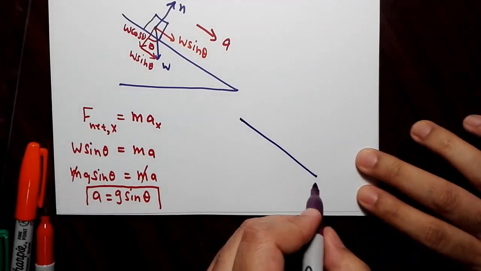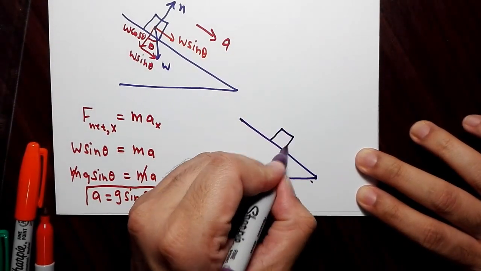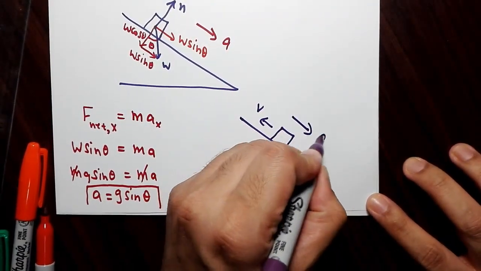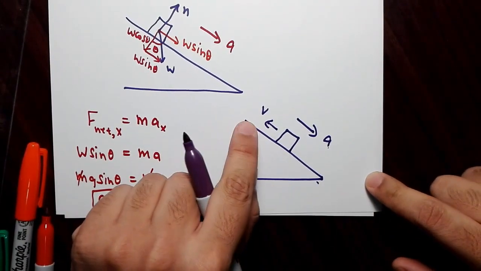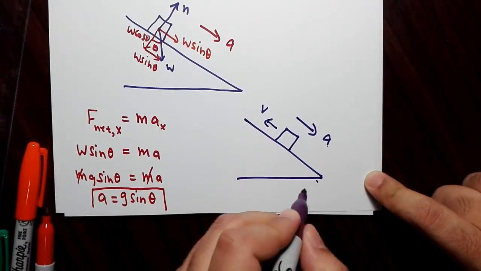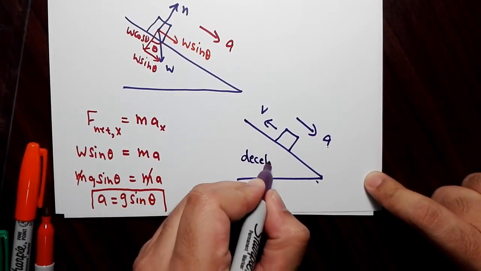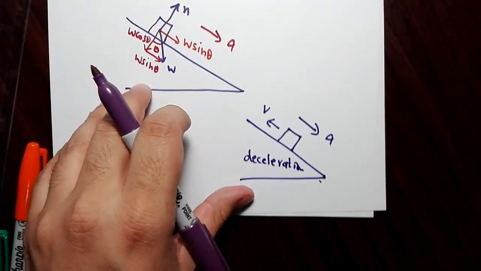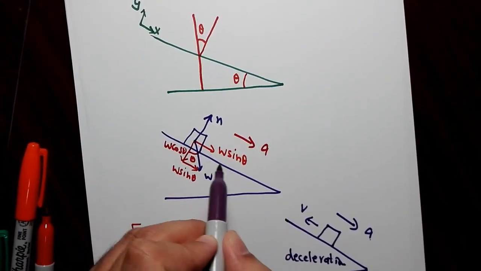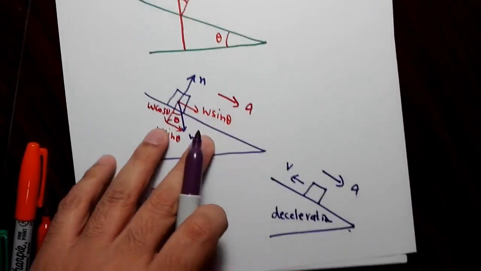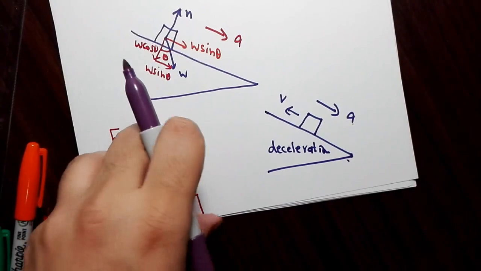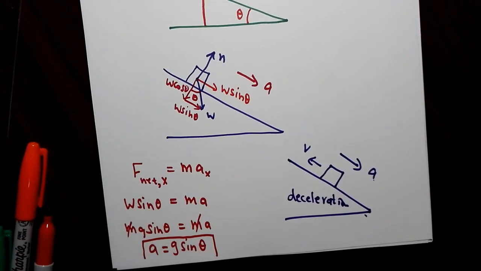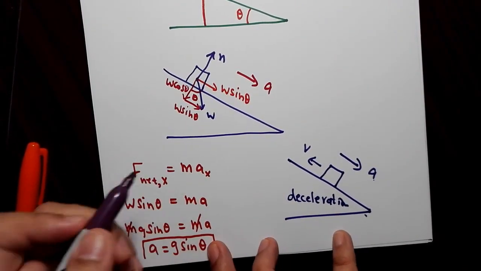Let's say that the object is moving up the inclined plane with velocity v. Its acceleration is still down the inclined plane, but now since acceleration and velocity have opposite directions, this will be deceleration. Remember, deceleration is always when acceleration and velocity point in opposite directions. When it's moving down the inclined plane, this will be acceleration, since they both point in the same direction. So no matter what, if it's frictionless, acceleration always points down the inclined plane.